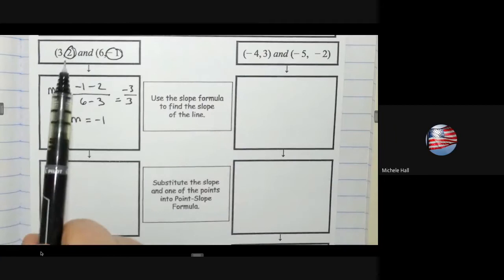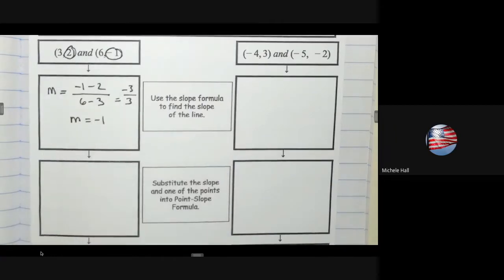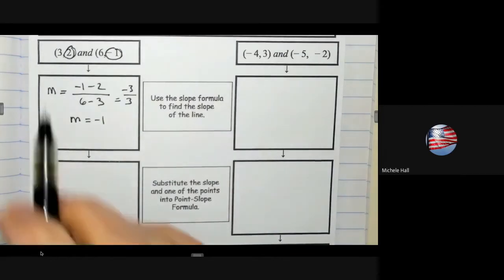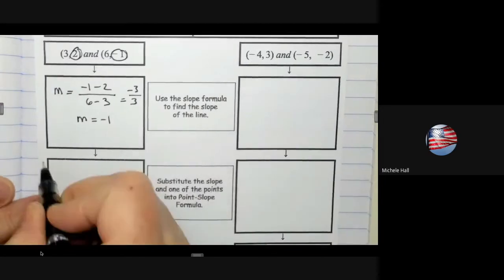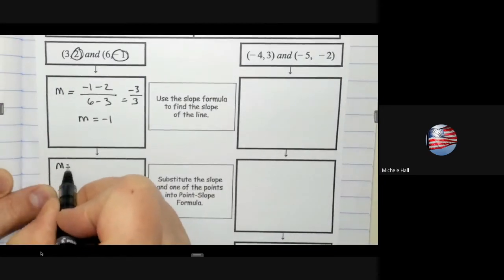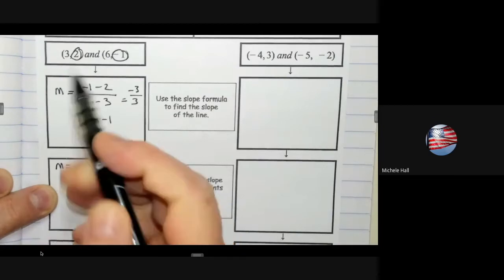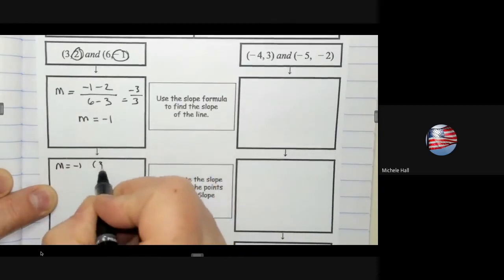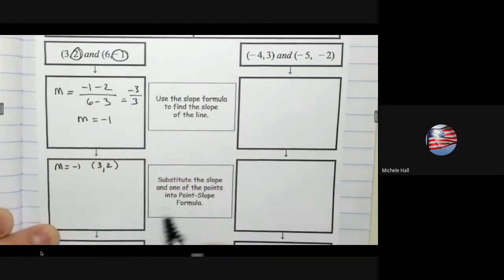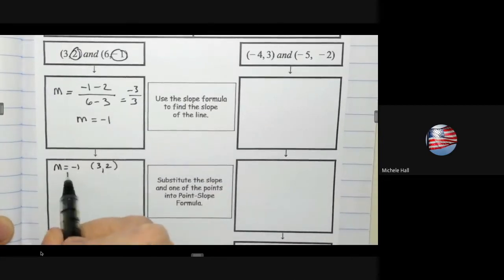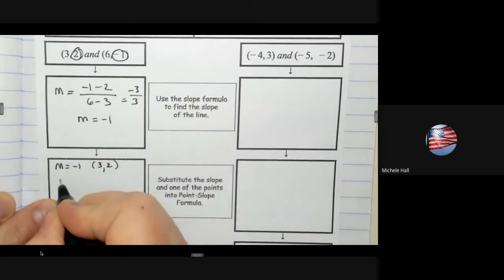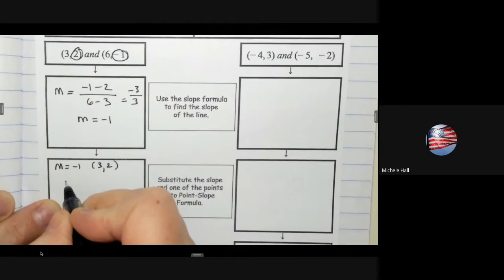We have the point 3, 2 and 6, -1. Which point should we use? It doesn't matter. Either point, but I'm going to choose the one that has no negatives. So it says that we need to have a slope. Our slope is -1, and I'm choosing the point 3, 2. This is called the point-slope formula, so we're using a point and a slope. I'm going to write down the point-slope formula. That helps me to memorize it. The more that I write it, the more I'll have that memorized.